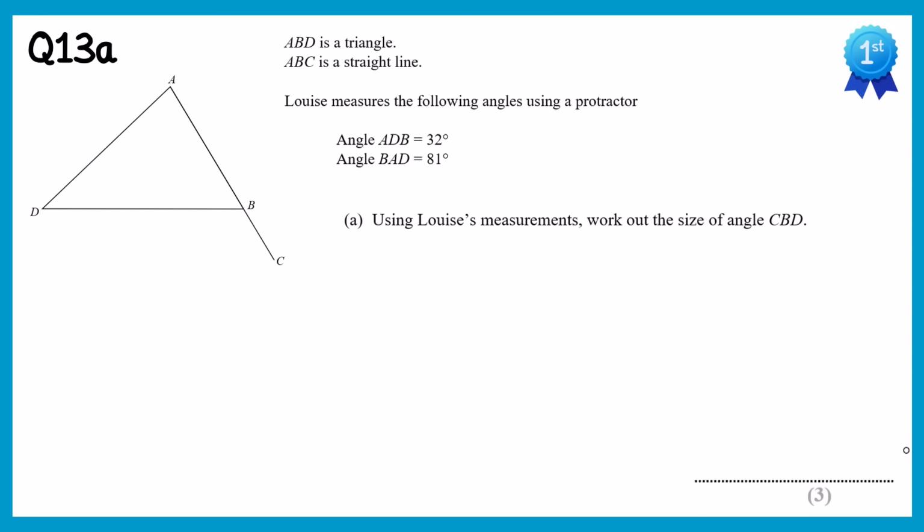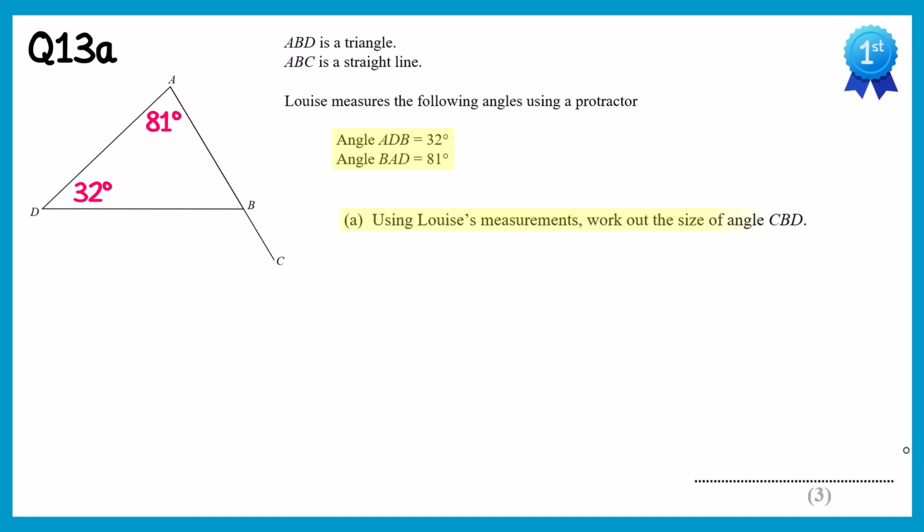In this question, we're told that Louise has measured these two angles. We're going to start by marking them onto this diagram. Angle ADB means we start at A and go to D, and then go to B. So this is the angle ADB, and Louise measured that at 32 degrees. Then we've got angle BAD, so we start at B, we go to A, then we go to D. So it's this angle at the top, and that is 81 degrees according to Louise.